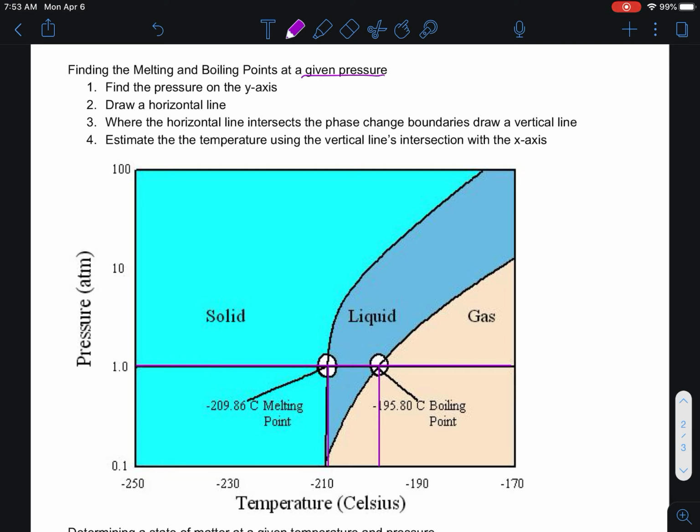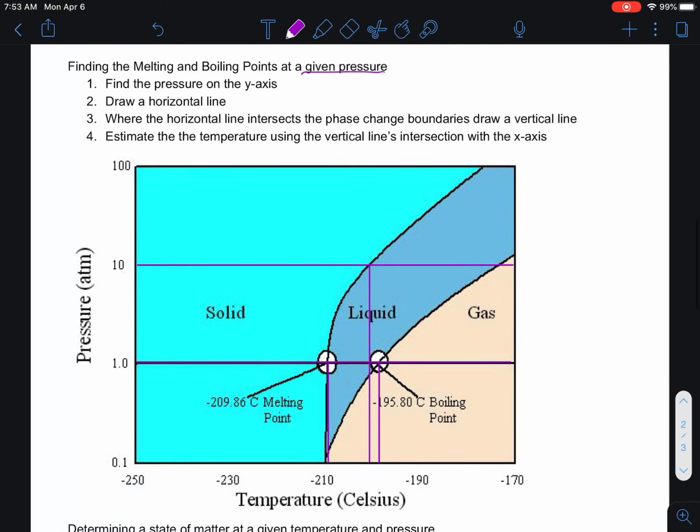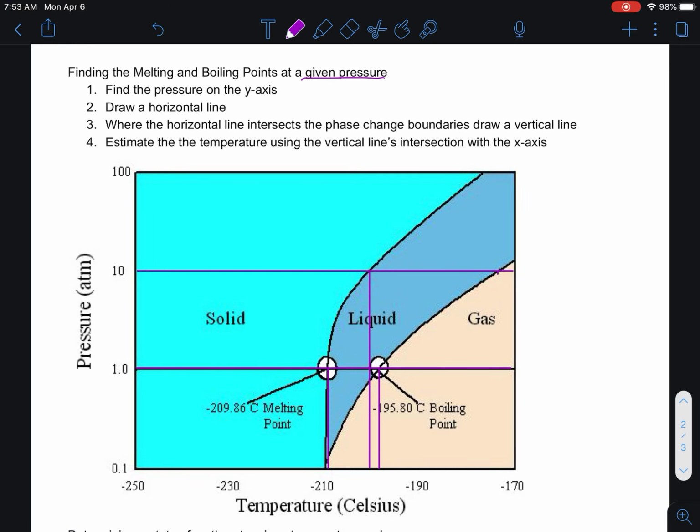Let's do another one. So melting point, boiling point. Let's say they wanted it at 10 atmospheres of pressure. So I'll take 10 atmospheres, I'll pull a horizontal line across. I will find that transition between solid and liquid. This is where melting will occur, or freezing if you're going the other direction, and pull a vertical line down. Find the transition between liquid and gas, and pull a vertical line down.